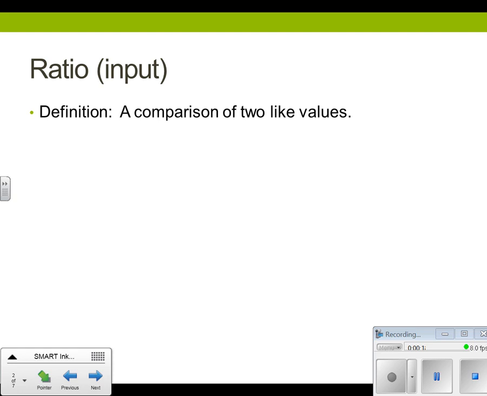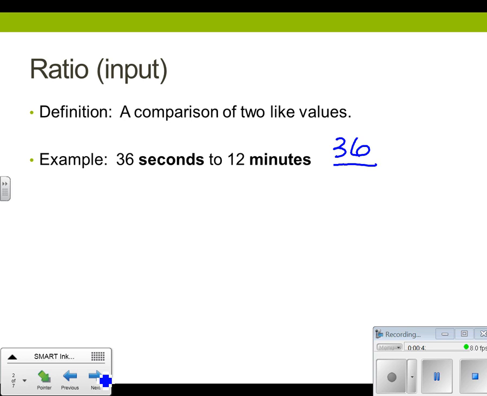The definition of a ratio is a comparison of two like values. For example, 36 seconds to 12 minutes. You're comparing the 36 seconds to the 12 minutes here, and they're like things. We also know that we can turn 12 minutes into seconds, so then we're really looking at 36 seconds to the 12 minutes, which is 12 times 60 gives you 720. So we're comparing 36 seconds to 720 seconds.